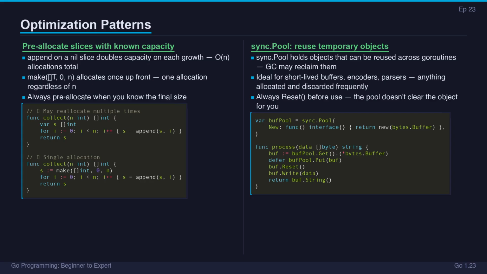The rule for all three: measure first. Pre-allocating a slice that's only ever 5 elements long is pointless. Pooling objects that are never contended is complexity without benefit. The profile tells you where the allocations are. Then you apply the appropriate fix.